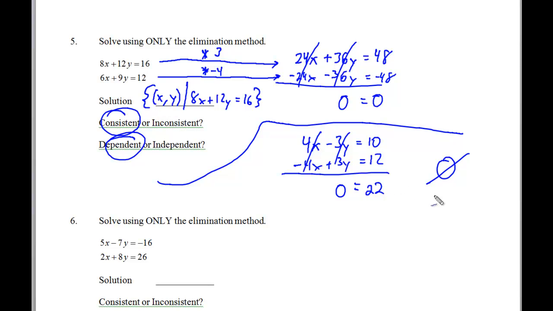So inside of the solution blank, you could just put the empty set because there is no answer to the problem. And these are inconsistent, independent problems. They're inconsistent because they don't have an answer, and they're independent because they are two separate lines. They are actually parallel if you graph them. So if you have a situation like this, you're going to have inconsistent, independent lines.